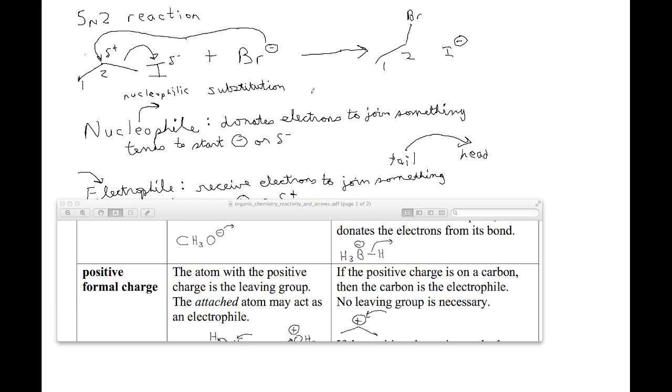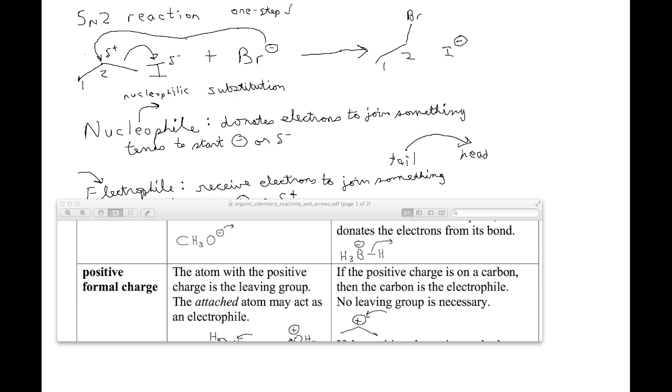How many steps are there in an SN2 reaction? How many steps did we just draw in this SN2 reaction? Two. Now, you might have said that because there's two arrows, but the key thing is both of these arrows happened simultaneously. We drew them both at the same time. So there's two arrows, but there's only one step. Okay. That turns out to be very important.